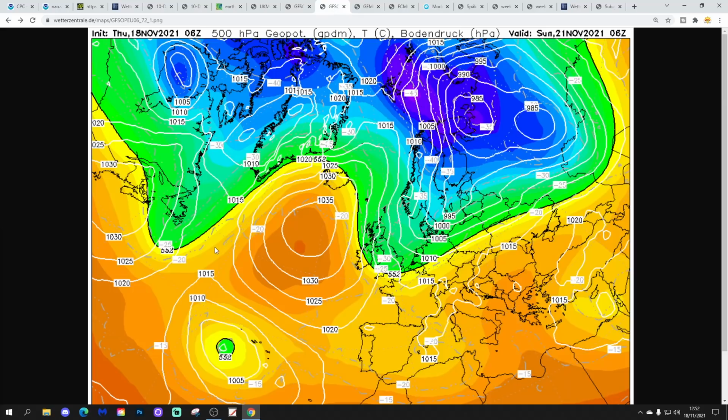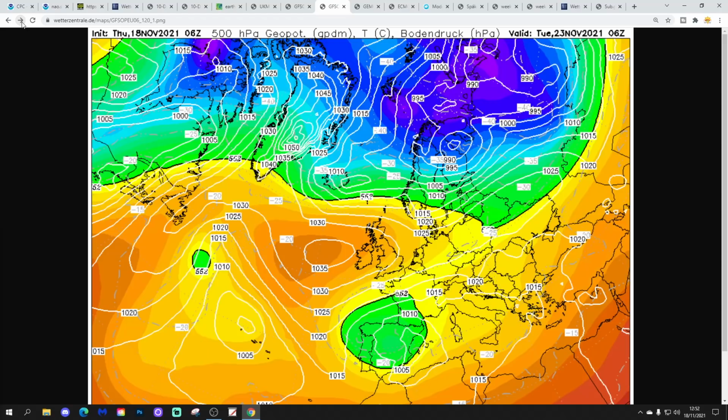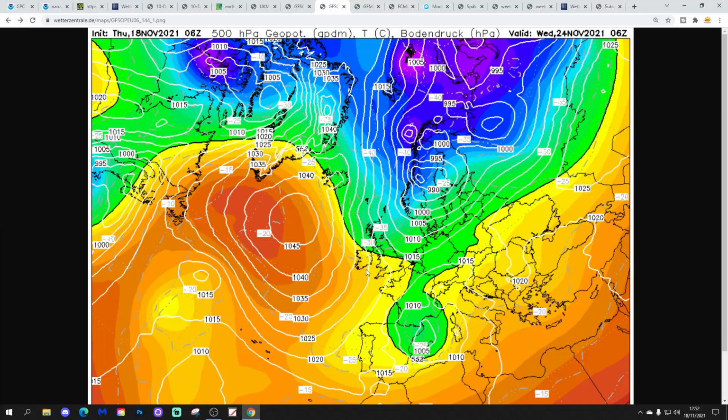This is how the 6Z is looking. So again, high pressure away to our west, low pressure to our east on Saturday. We're drawing in the first sort of northerly with that. Then the high pressure reaches around the country through the early part of next week, when quite a lot of dry weather with overnight frost. High pressure then moves out into the North Atlantic by the middle of next week.